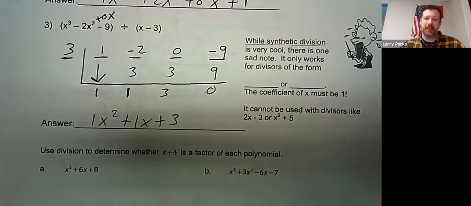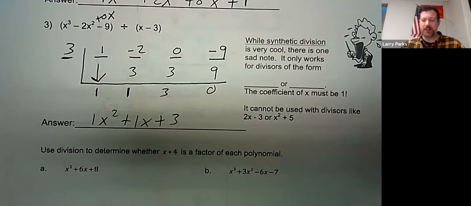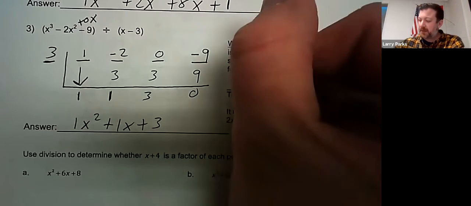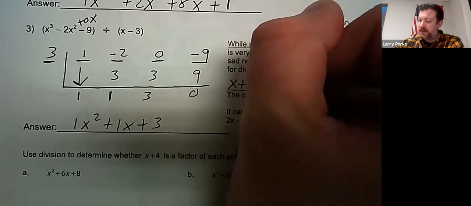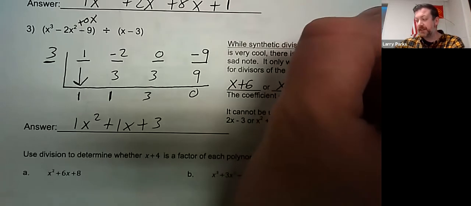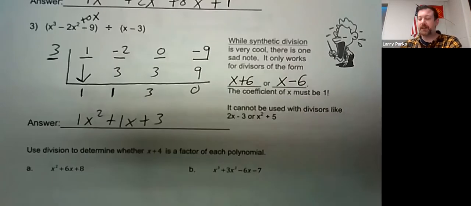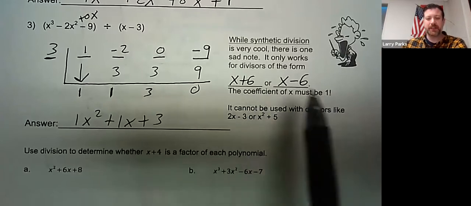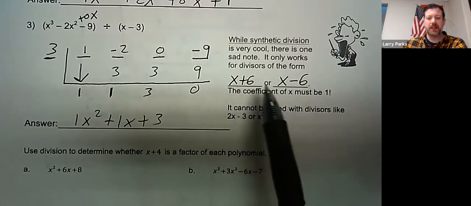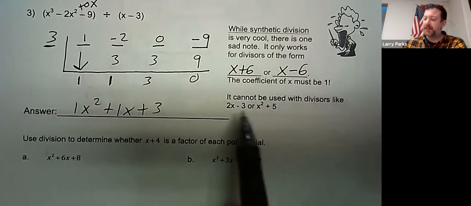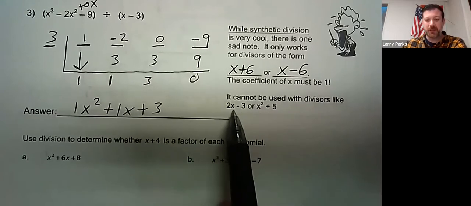So before we go on, we need to talk about synthetic division, obviously much easier. But it only works for divisors of the form, like it has to be like x plus 6 or something like x minus 6. Okay, you can only use synthetic when they're the simple ones. The coefficient of x must be 1. So if you were trying to divide by something like 2x minus 3, it won't work.